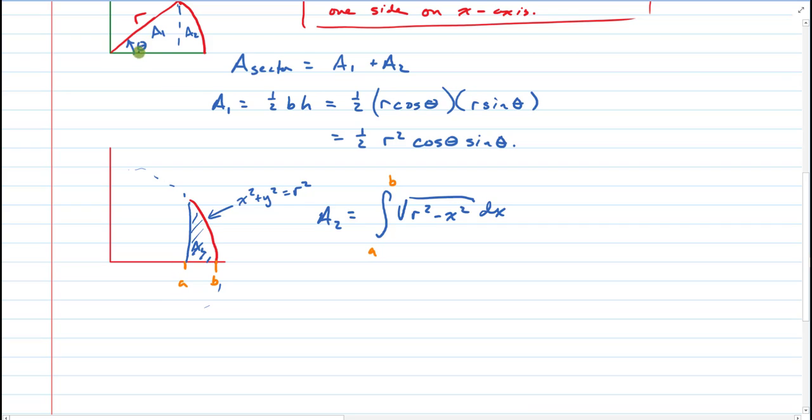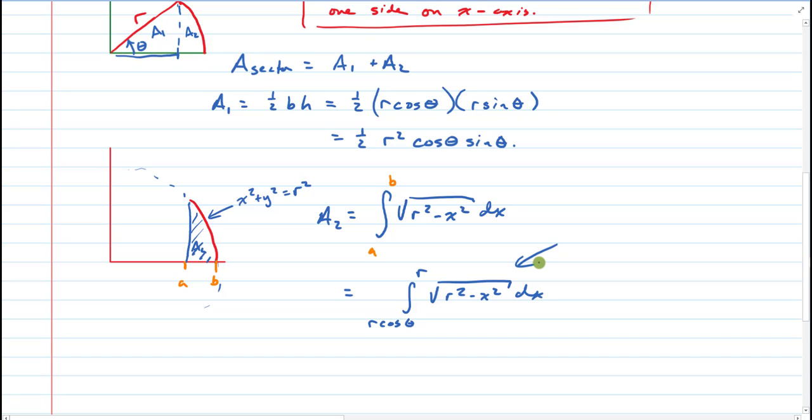Well, a is just the same as the width of that triangle, that base, which we've already said is r cosine theta. So we've got r cosine theta as the lower limit of the integral, and then up there we've got b, the upper limit of integration. Well, that's just the radius, because if theta is 0, that's just the radius of the circle, so that's r. And then we've got the square root of r squared minus x squared dx. Now, this is actually not a very easy integral to solve and requires a trig substitution.